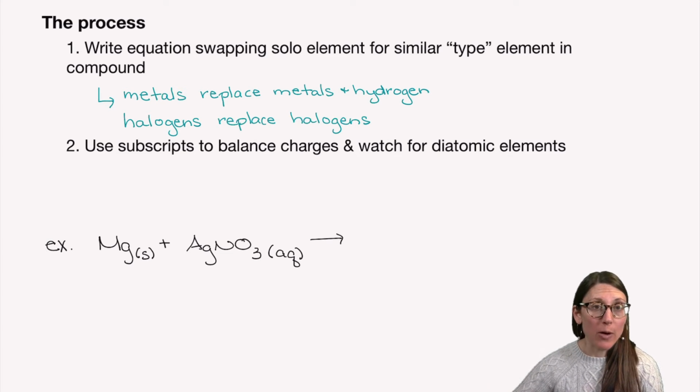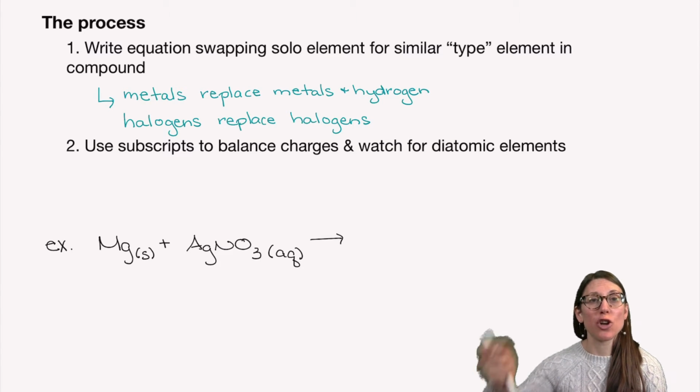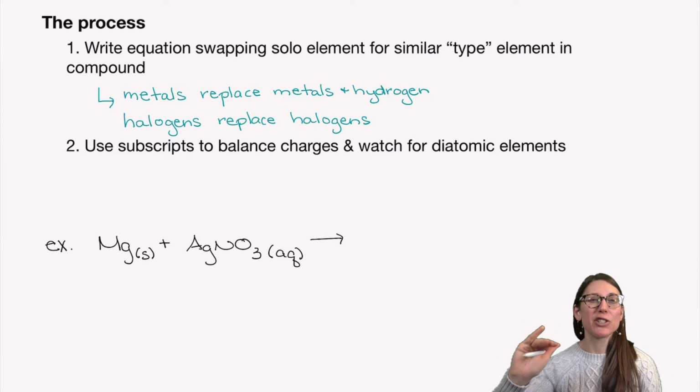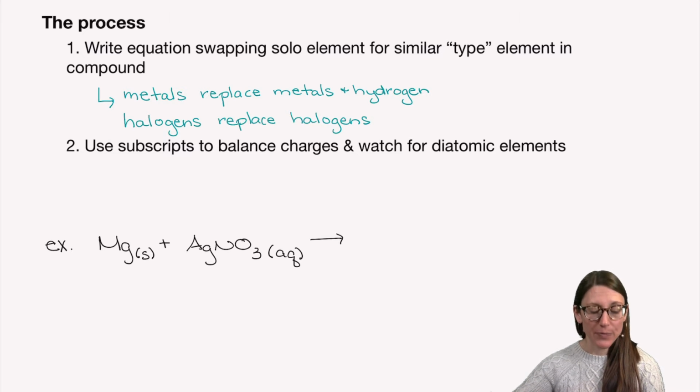Once you've swapped them out, then you're going to double check that the charges are balanced or are matched for positive and negative charges and adjust with subscripts as necessary. And then of course you would balance the equation at the end. Let's take a look at 3 examples.